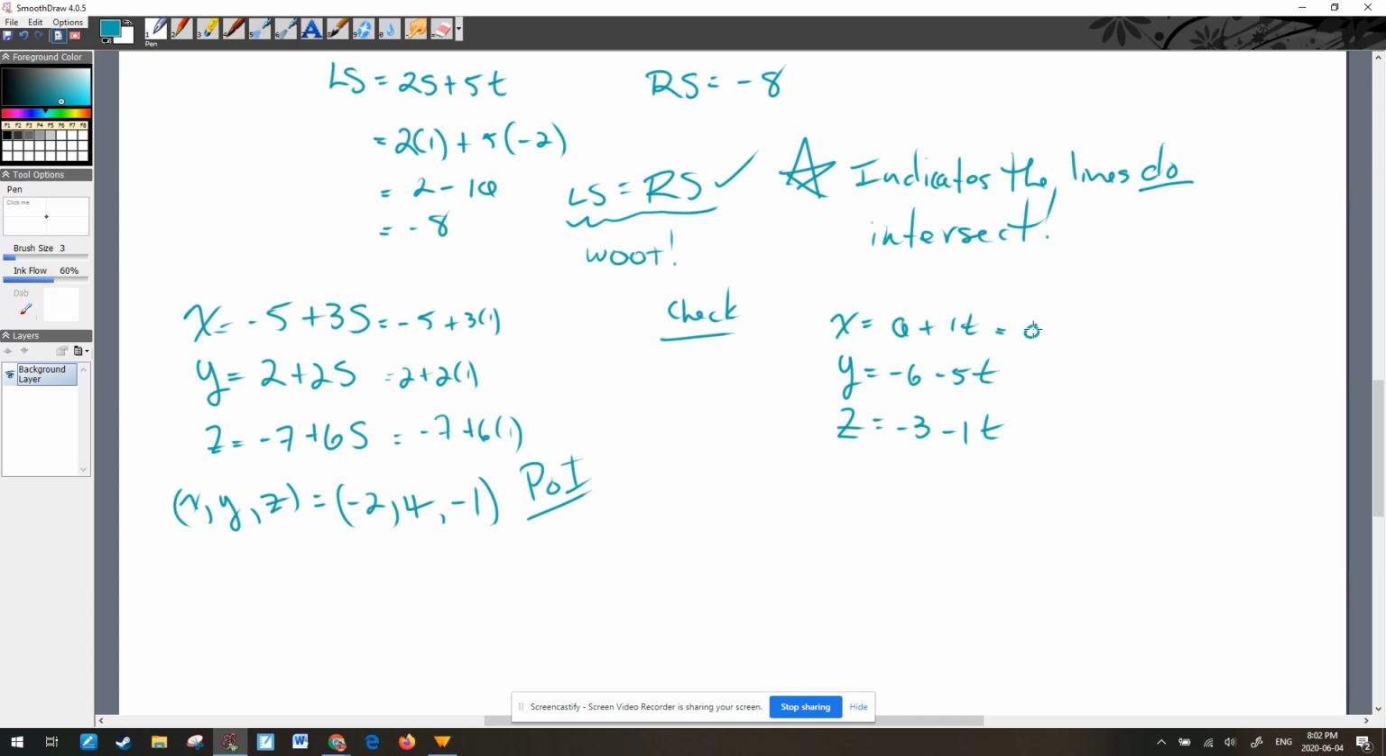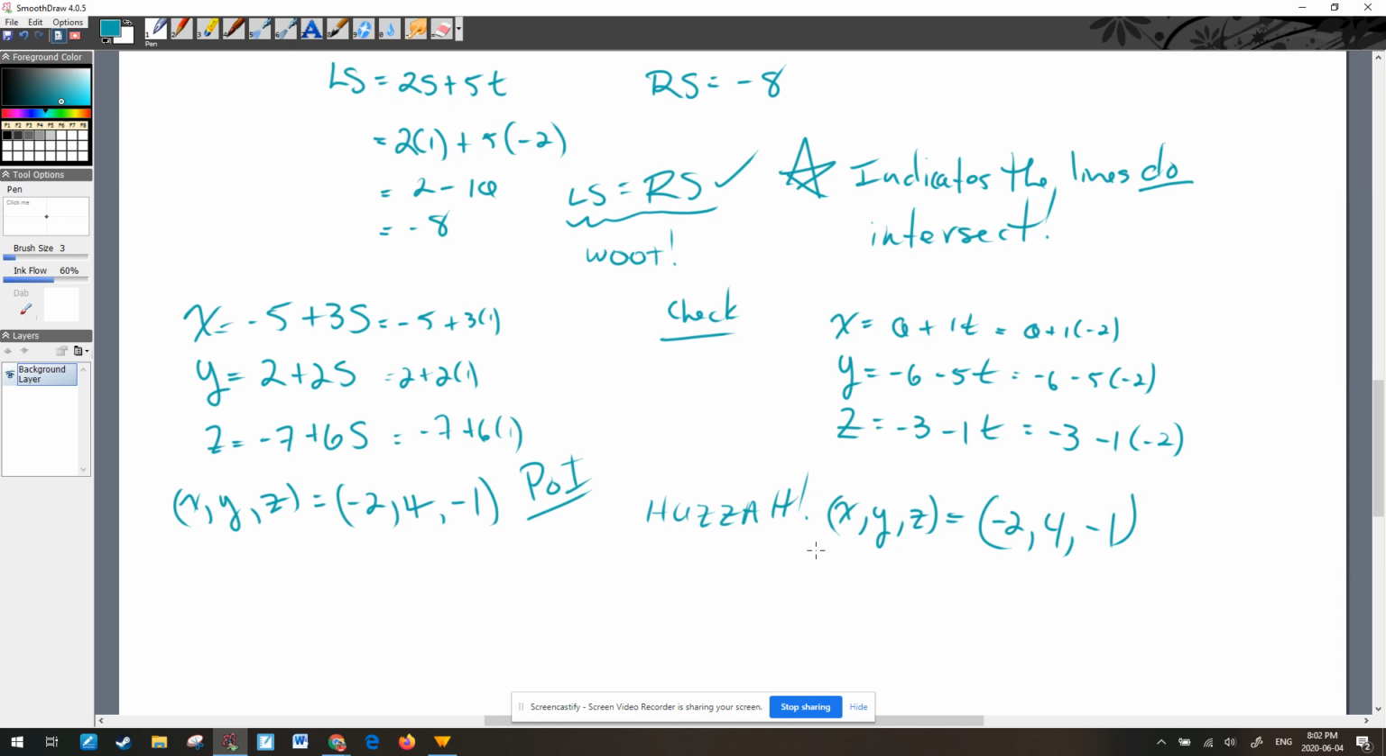So now we can substitute in our t value, and we said that our t value was negative 2. So 0 plus 1 times negative 2, and is equal to negative 6 minus 5 times negative 2, and we have that negative 3 minus 1 times negative 2. And so that means that this x, y, z is equal to negative 2, and that's going to be positive 10, negative 6 plus 10 is 4. Lovely. And that's going to be positive and negative 1. And again, we can celebrate with a hearty huzzah, because, of course, those two points are the same.